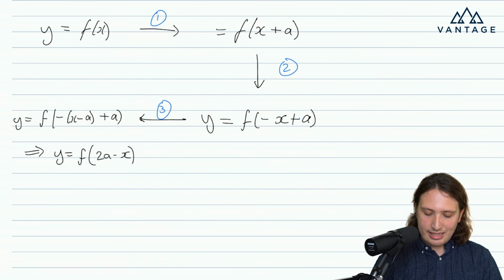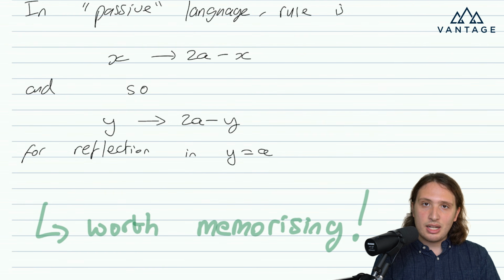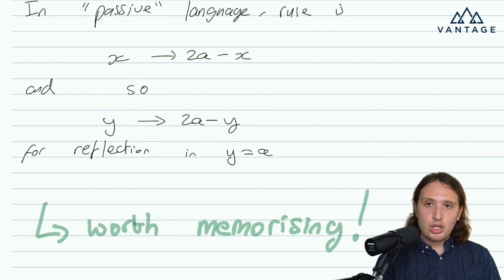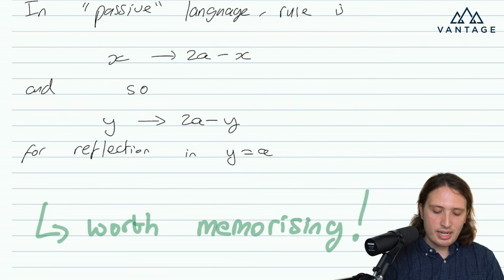So if I put this in passive language, we can therefore see that the rule for reflecting in the line x equals a is that you replace x with 2a minus x. And because we know that passively the x and y direction transformations look the same, the rule for reflecting in the arbitrary horizontal line y equals a is going to be that you replace y with 2a minus y.